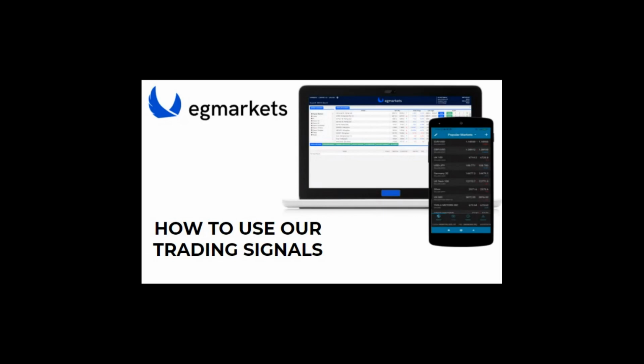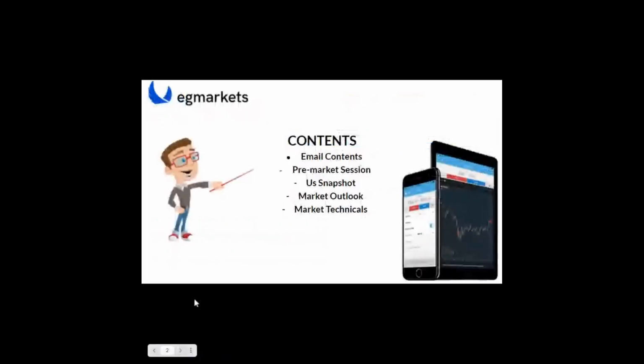In today's webinar, we'll be learning the contents of the email, the contents of the strategy itself, what the email contains, which of them is the signal, and how you can execute the signal. I'll be teaching you all of that. In the email, we have the pre-market session, the US snapshot, the market outlook, and the market technicals. Those are what we have in the email.